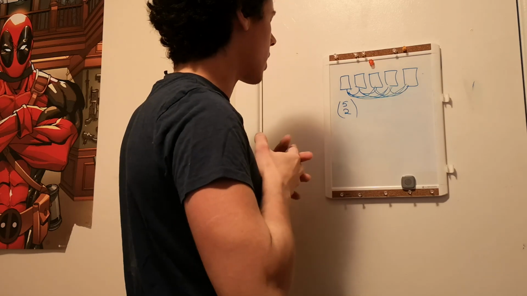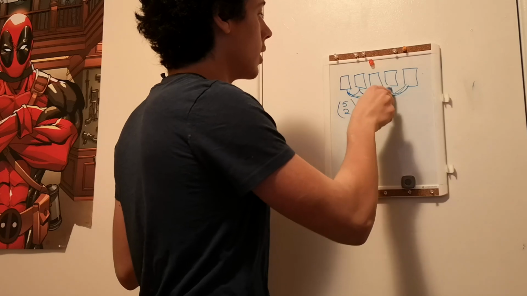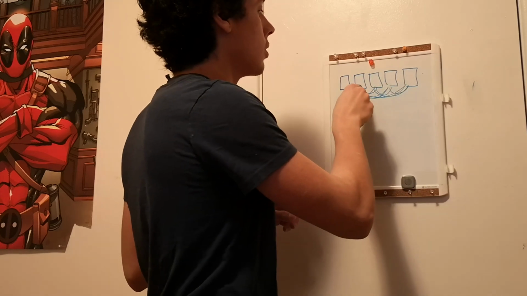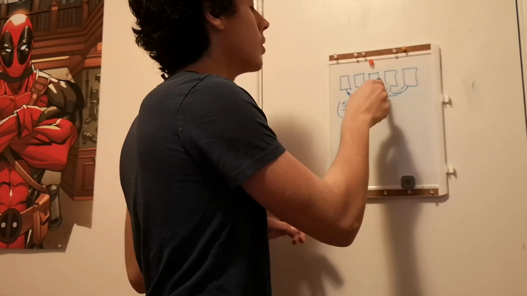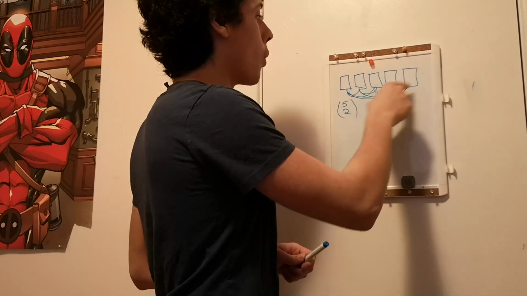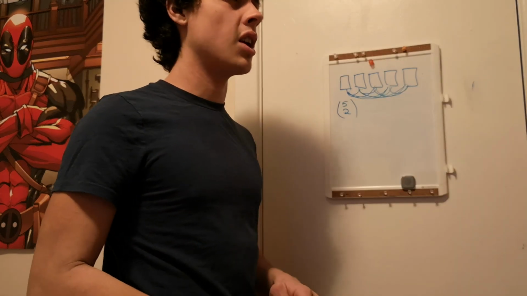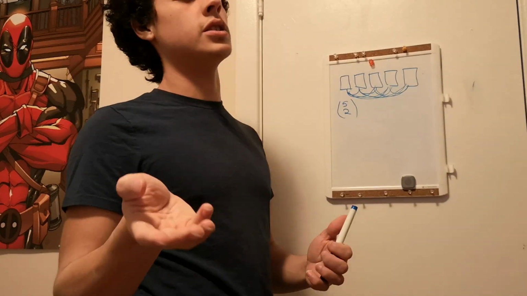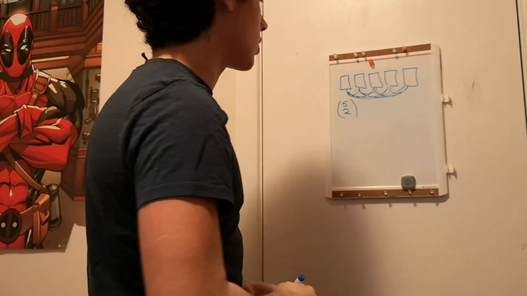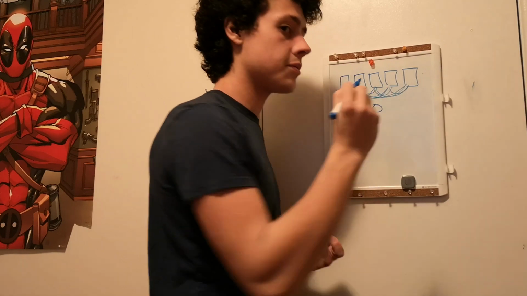Well, in this case, first we drew 4 connections, and then we drew 3 connections, and then we did 2, and then 1. So 4, 3, 2, 1. So we just have to add those together. 3 plus 2 plus 1 is 6, plus 4 is 10. So 5 choose 2 is equal to 10.